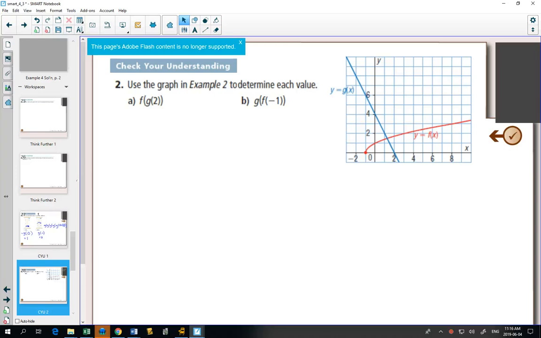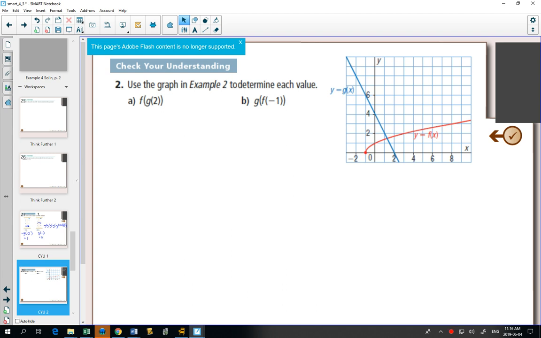What's changing from example 1 to example 2 to example 3 is how the values are given to you. In example 1, we had a table of values, so it was really easy to see if the x is this, y is this. If x is this, y is this. In example 2, now we're going to be given a graph. So we have to be able to read these values off of the graph.